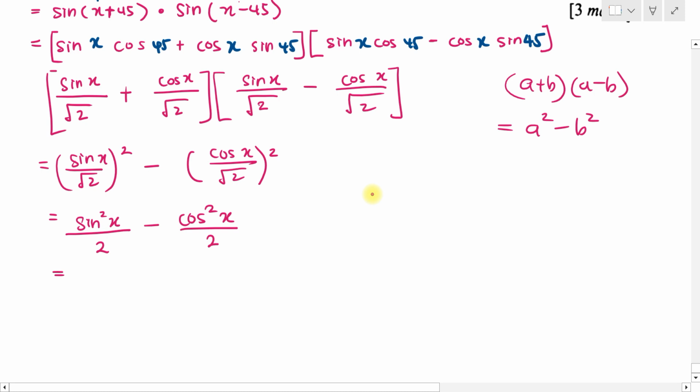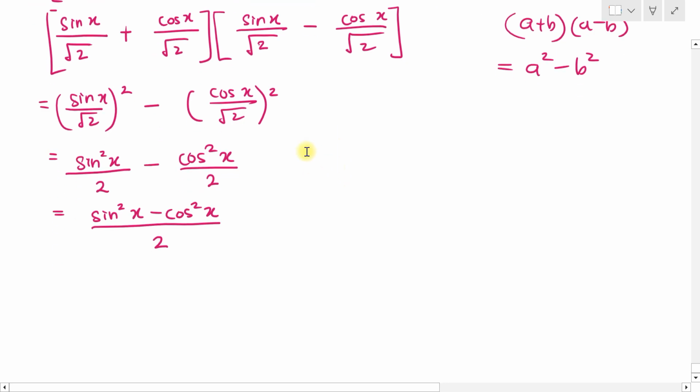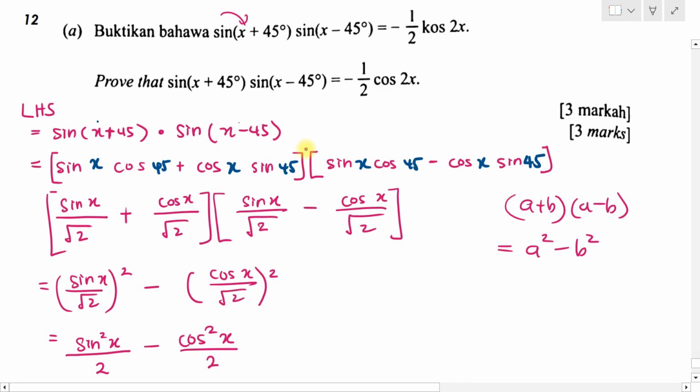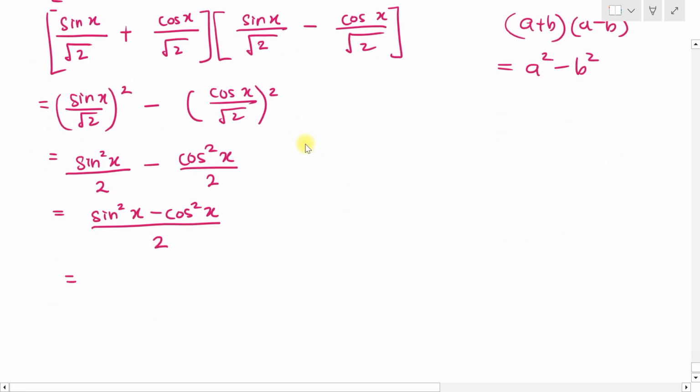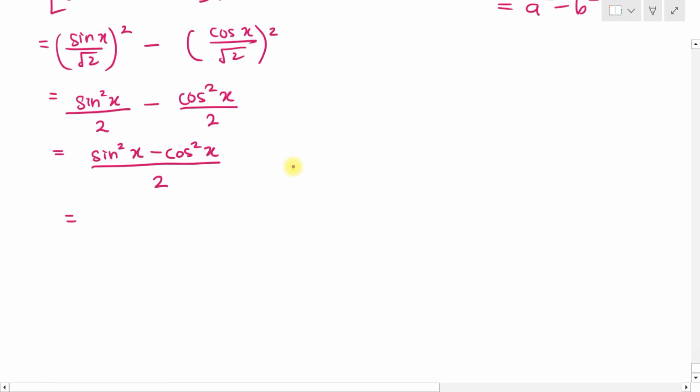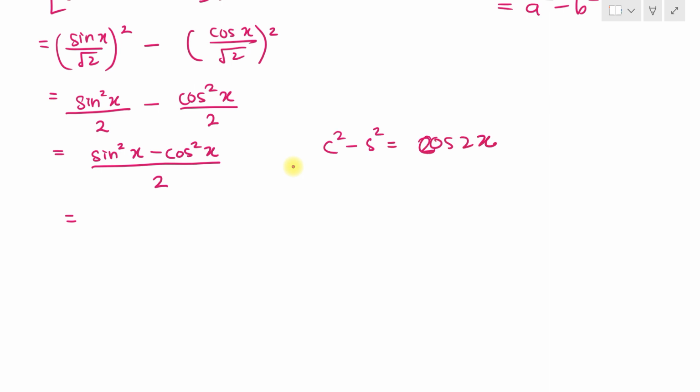Jadi kita boleh gabungkan dia. Sin square x minus cos square x over 2. And remember, cos square x minus sin square x is cos 2x. But then, it's not exactly cos 2x. Macam ni lah. Cos square minus sin square is equal to cos 2x, kan? Kalau sin square minus cos square, macam mana pula cerita dia?